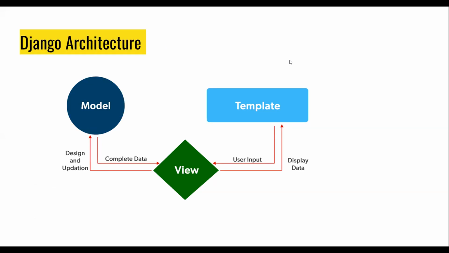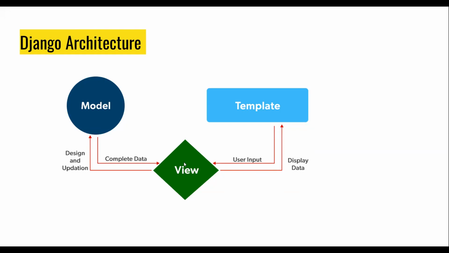This is the Django architecture. We call it MVT, Model View Template architecture. MVT is a software design pattern for developing web applications. Here, the model is going to act as the interface of our data. That is, we are going to store all the data in the databases. So here the model represents the databases.